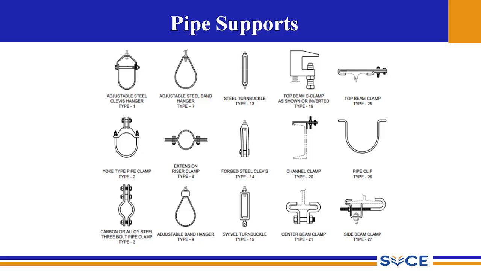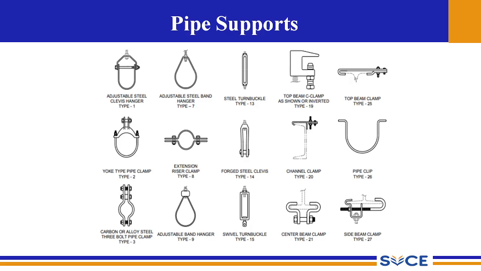Type 20 is a side beam or channel clamp. Type 20 is a device which also requires no welding, but it will attach to the bottom flange of a structural shape where the vertical rod is required to be at the edge of the flange. So type 19 is attaching to the top flange and type 20 is attaching to the bottom flange.